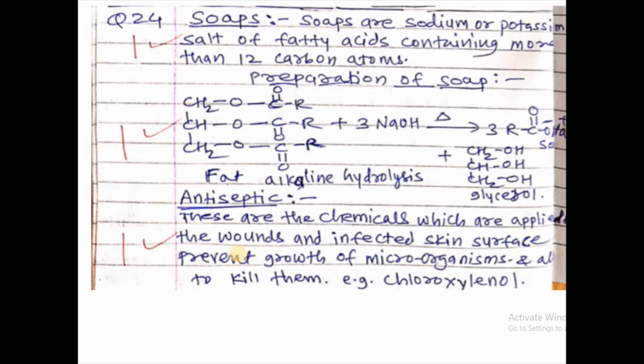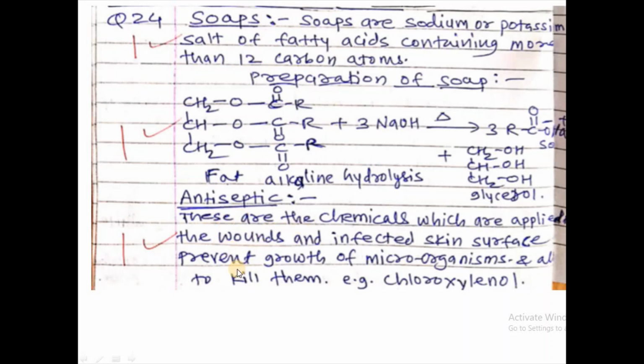Here an example of fat is taken: CH2OCOR, CHOCOR, CH2OCOR. It is the representation, and R has more than 10 carbon atoms, and hence when these fats or oils are hydrolyzed using NaOH, formation of soap takes place, having formula RCOO⁻Na⁺, and glycerol is the side product.